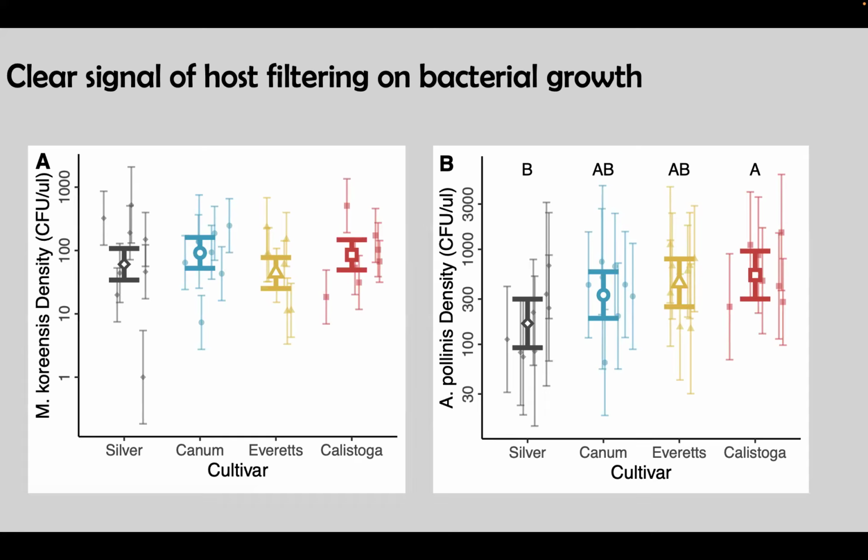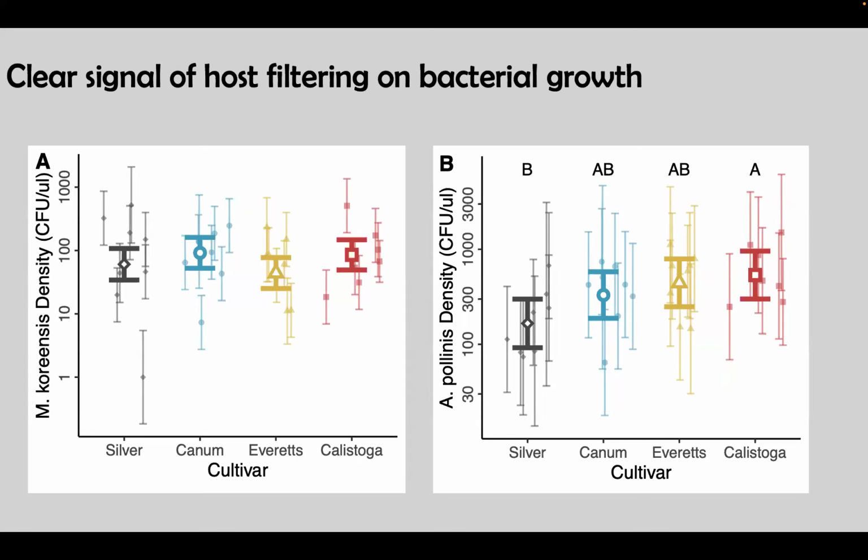Silver was a pretty poor host for bacteria. Calistoga was a pretty good host. One cool thing here is that each of these points represents the modeled mean and variation around individual plants. So within silver, some plants are particularly bad hosts. There's certainly within-cultivar variation, but at the cultivar level, we only saw host selection in yeasts.